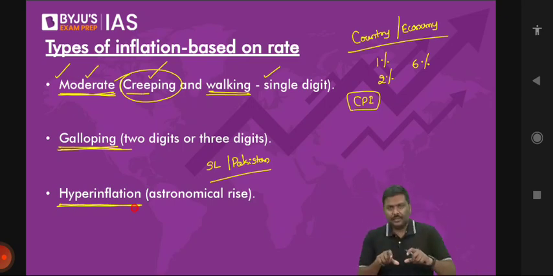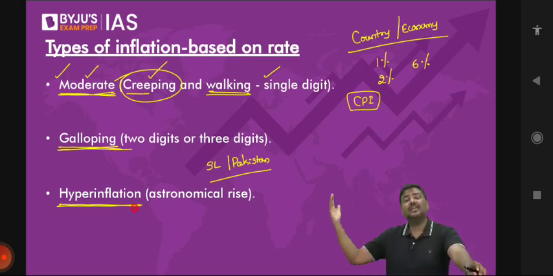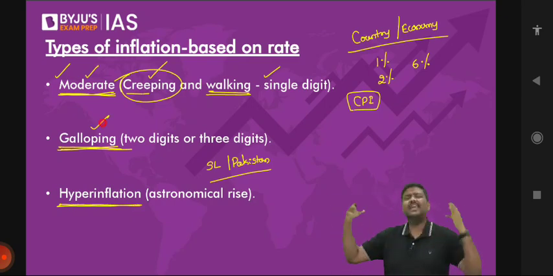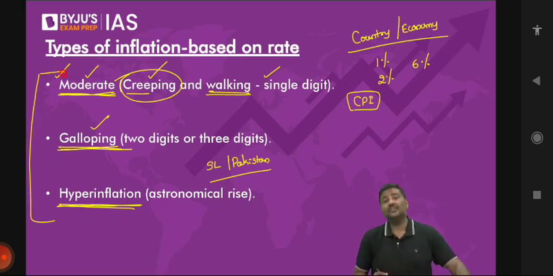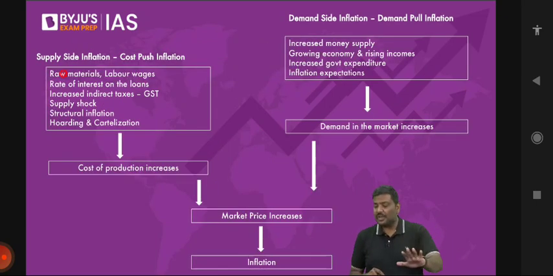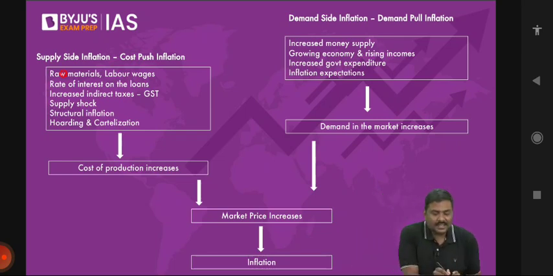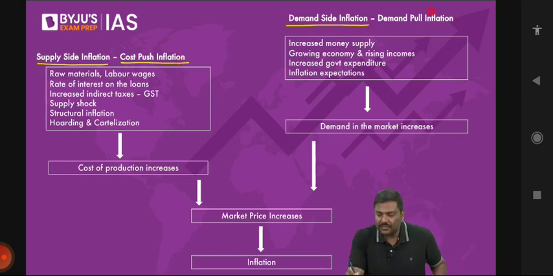So understand the logic here. Simple classification: whenever the inflation rate is very low, in single digits, we call it a moderate rate of inflation. Whenever inflation enters double digits or triple digits, we refer to this as a galloping rate of inflation. And whenever inflation rates are very, very high, these are referred to as hyperinflation. This is one classification of inflation. Another classification, which is much more important for civil service, focus on this: we can simply classify inflation as supply-side inflation, technically referred to as cost-push inflation, and demand-side inflation, which is referred to as demand-pull inflation.